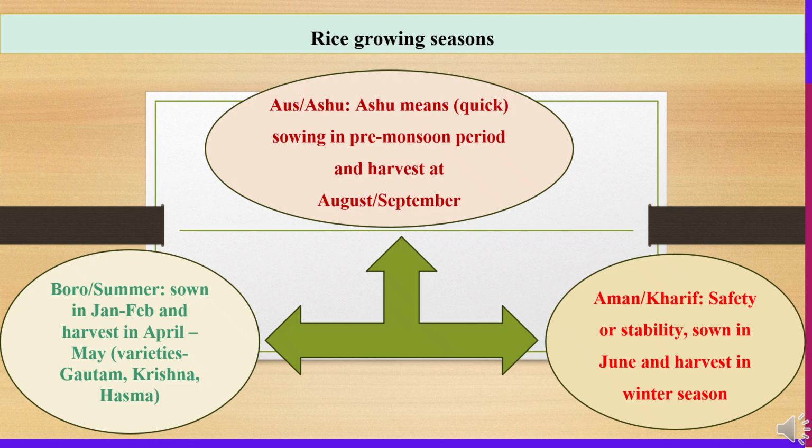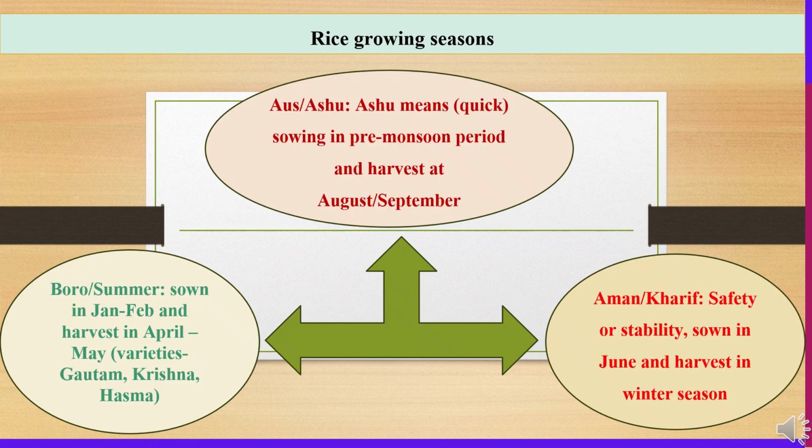Aman or Kharif, monsoon winter crop. Meaning, refers to safety or stability. Sowing, June, beginning of monsoon. Harvest, winter season, November-December, sometimes January. Feature, this is the main rice crop in many regions, benefiting from abundant monsoon rains.